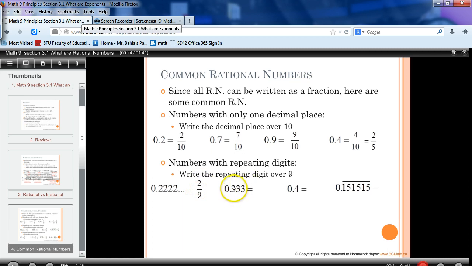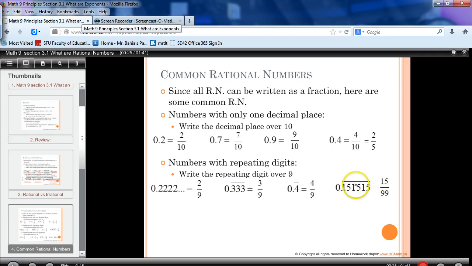Here, 3 is repeating over and over again. They don't have to put the bar over all the 3s, they could just put the bar on top of just the first 3. So just one number is repeating. You put the number that is repeating, 3, over 9. And here, 0.4 repeating forever. One number is repeating, so you put that number, 4, over 9. Now here, how many numbers are repeating? Two numbers, 1, 5, 1, 5, 1, 5. The 15 is repeating, so you put 15 here, and since there's two numbers repeating, it'll be over two 9s, 15 over 99.